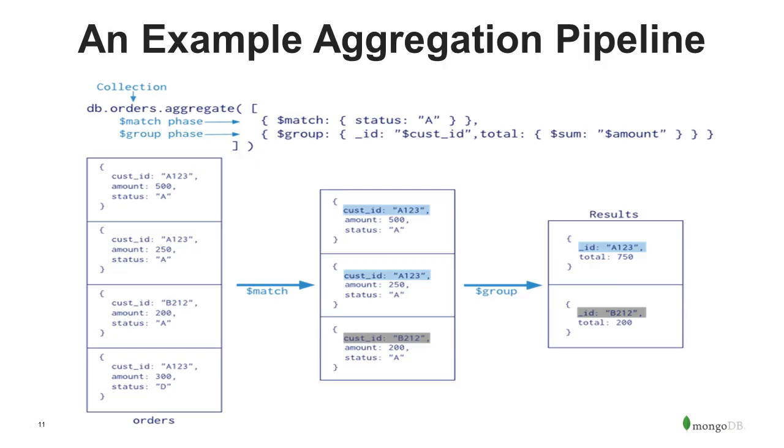But then the group is going to do something a little bit more complicated. It's going to group on something called the customer ID. So take like documents and then actually sum up the different amount values. And we'll look at some more examples of this as we go through.